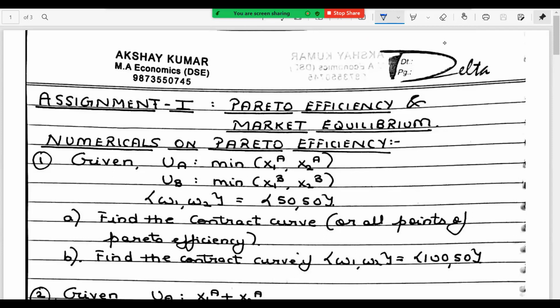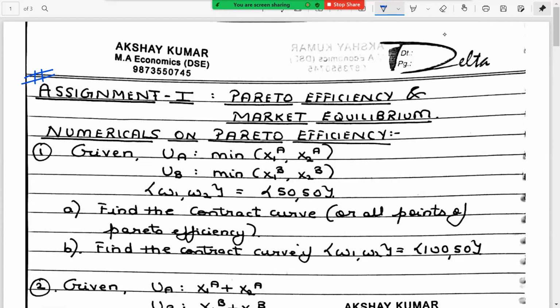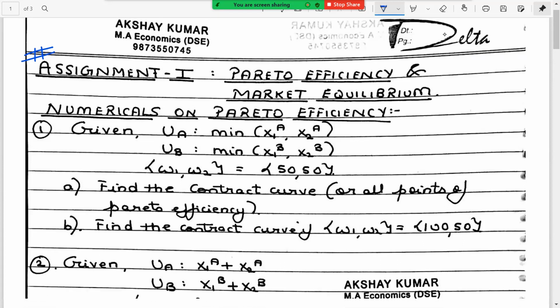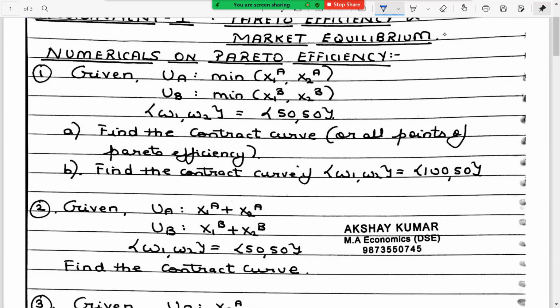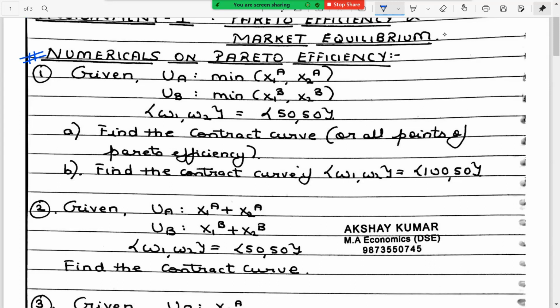Okay, I hope I'm audible to all students who are attending this lecture of Intermediate Microeconomics Part 2. We intend to discuss some of the questions in this lecture from Assignment 1 based on the concept of Pareto efficiency and market equilibrium. Let's look at a few practice questions from this particular assignment. Let's first of all start with numericals based on Pareto efficiency.